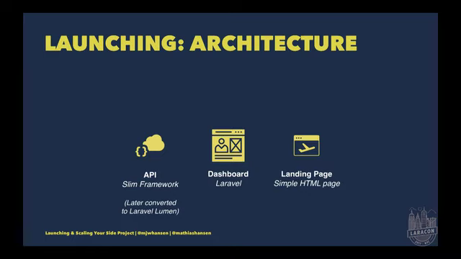The first thing I want to touch on briefly is the architecture of the app. This is how we started out. We had one web app that was the API itself. It was built on the Slim framework, a PHP micro framework. Later, we converted to Laravel Lumen, because then we had the whole Laravel ecosystem. The dashboard was just a Laravel app, and the statically generated site was the landing page. If you go to the Geocodio website, this is the static HTML site you see.